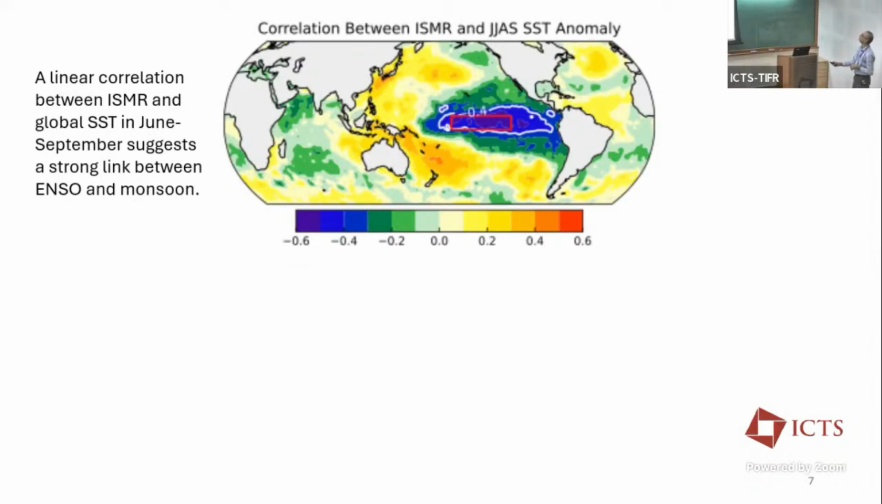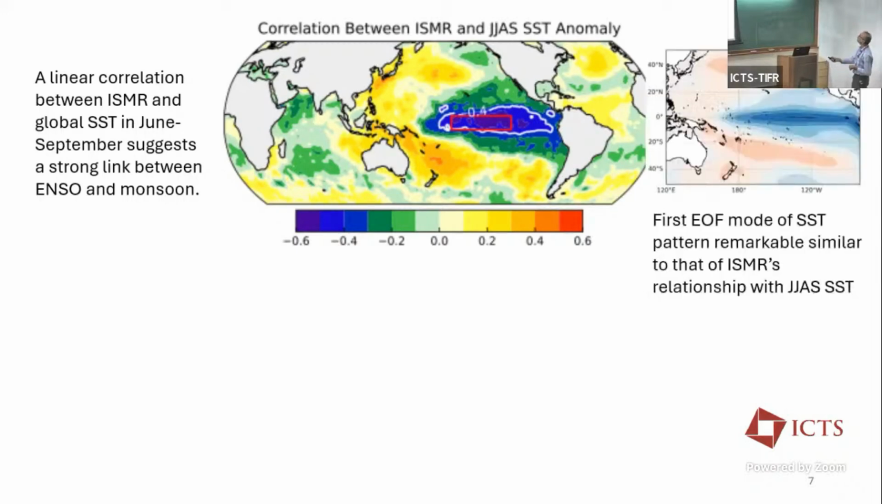What is shown is a simple linear correlation of the Indian monsoon with the sea surface temperature everywhere. The highest correlation is in the equatorial central or eastern Pacific. This region is Nino 3.4, and the correlation is more than 0.4 here. This pattern is remarkably similar to the ENSO pattern of the Pacific Ocean. If you take just the SST, without connecting it to the summer monsoon, the first EOF mode is remarkably similar to that.